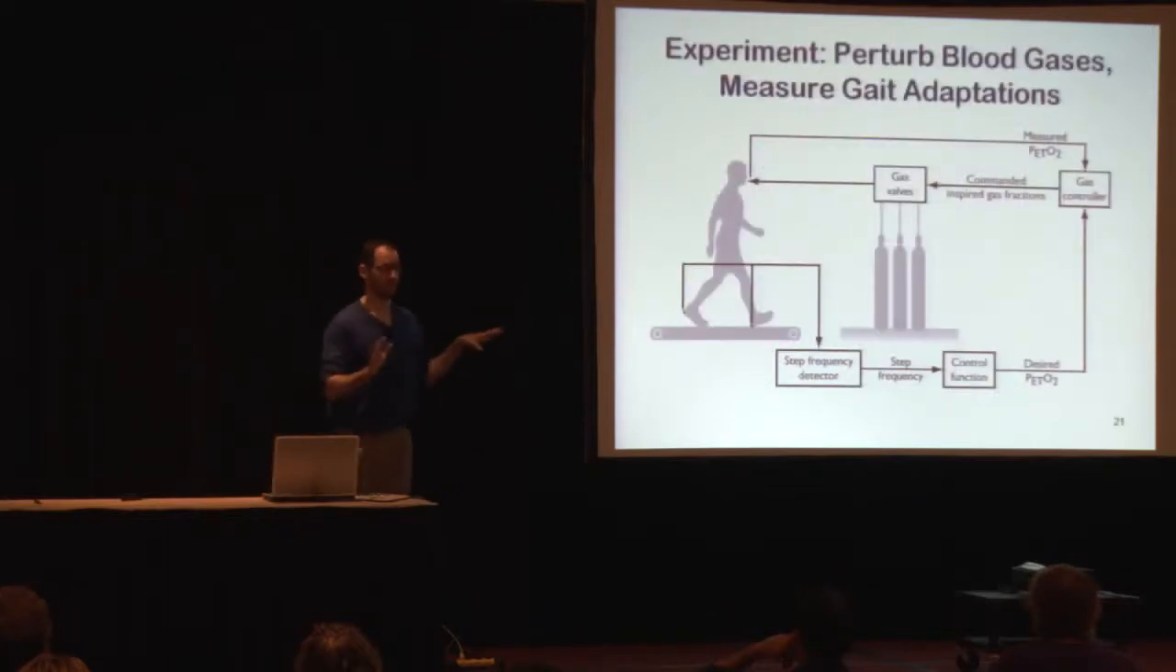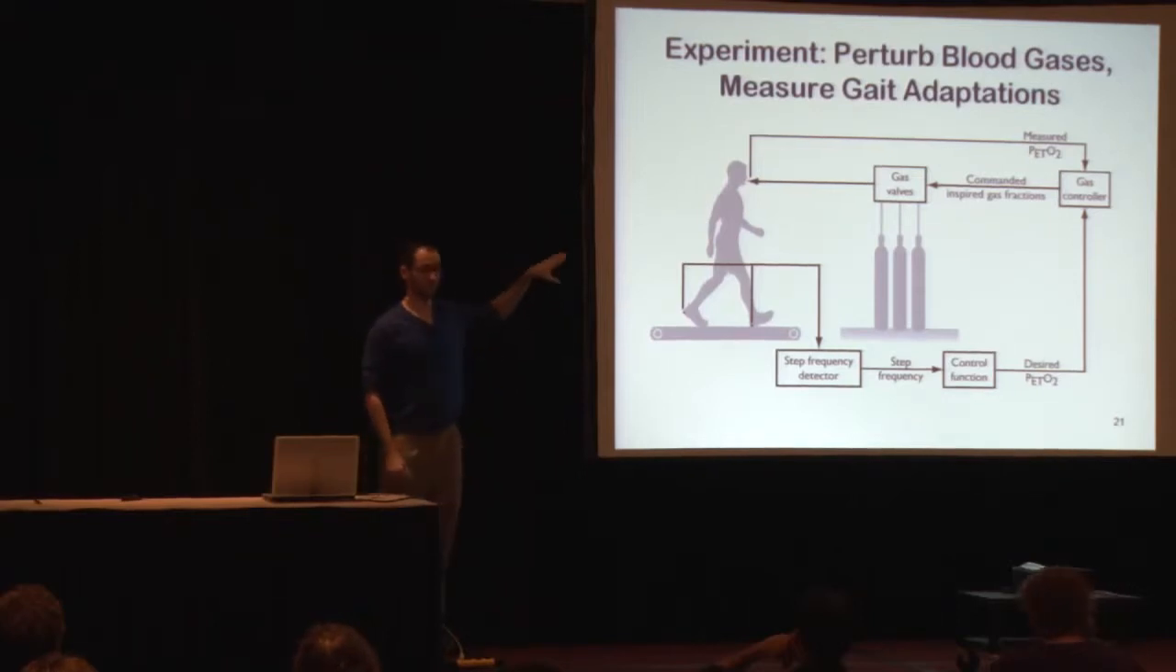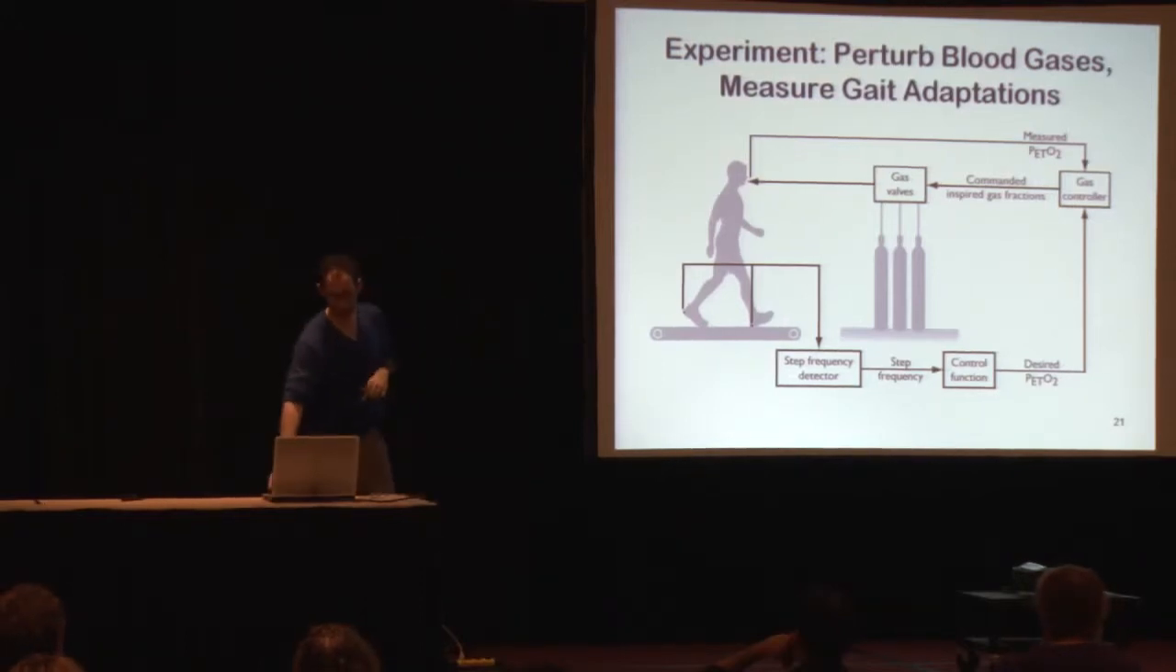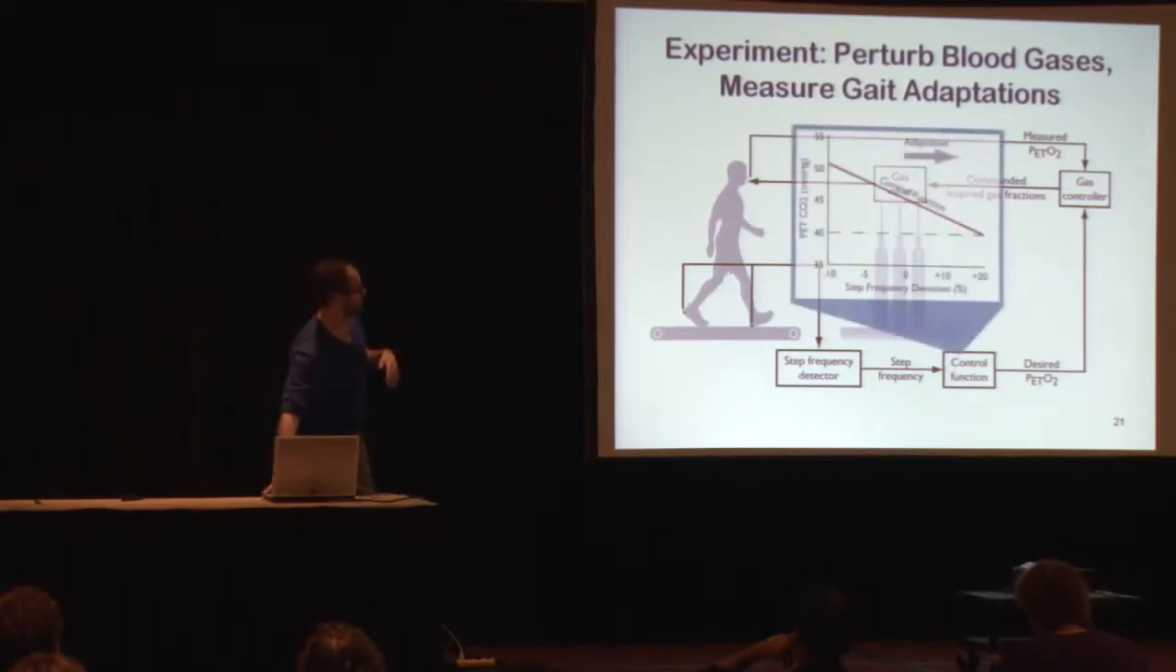Okay, so hopefully I've convinced you that we can control the gas levels, and that we have a control system for doing that. Now we're going to add a control system on top of that, which controls the desired gas levels based on measured step frequency. The relationship between step frequency and gas values we call the control function. That's going to look something like this.